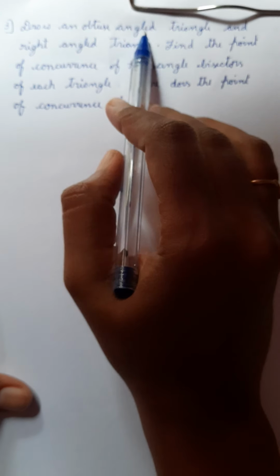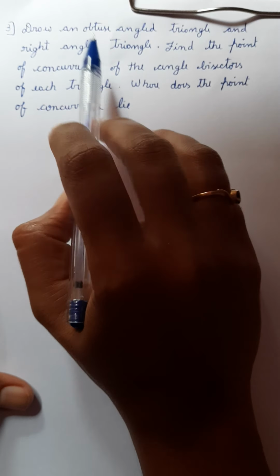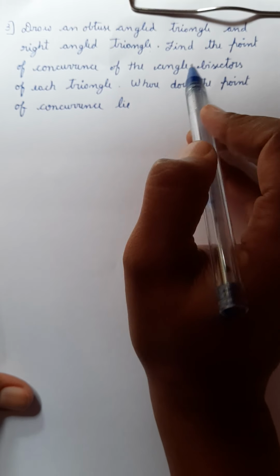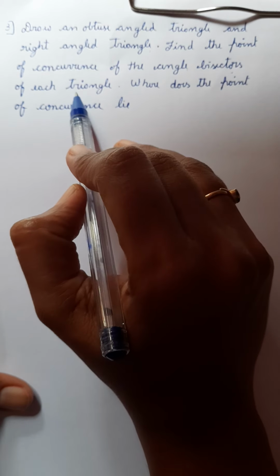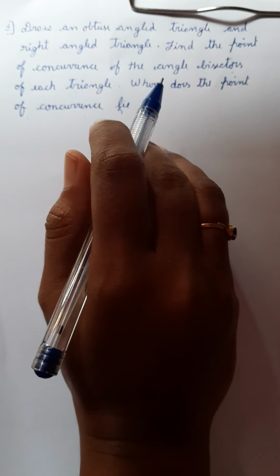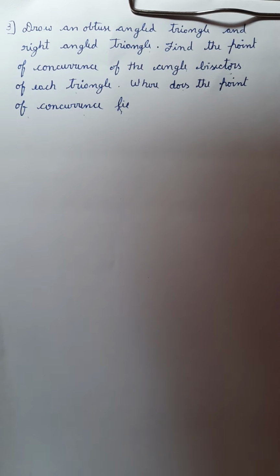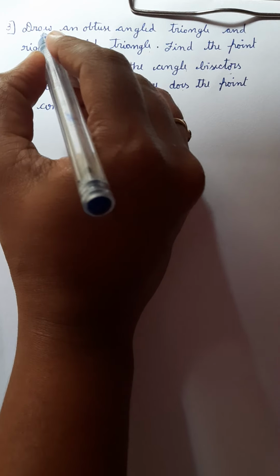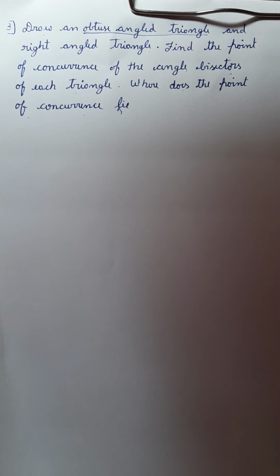Draw an obtuse angle triangle and right angle triangle. Find the point of concurrence of the angle bisectors of each triangle. Where does the point of concurrence lie? Here, first we will draw whatever is asked, that is, draw an obtuse angle triangle. I am drawing one obtuse angle triangle.